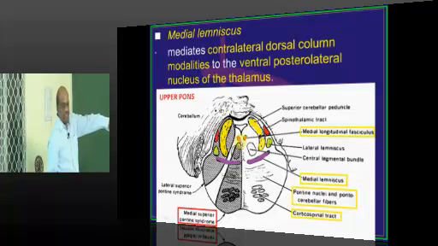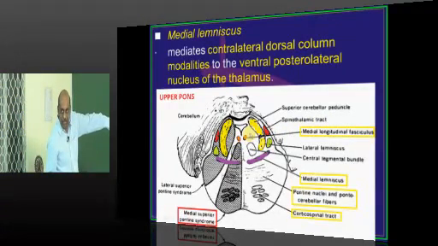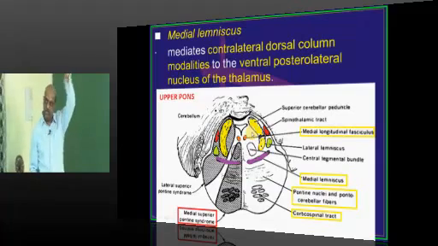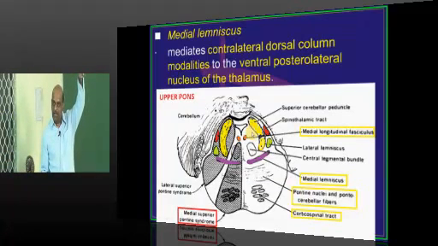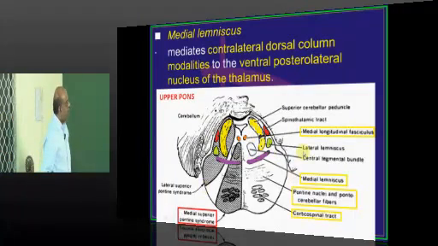See, this is the cut section. In the cut section, this is the medial longitudinal fasciculus. Why? Because it connects 3rd, 4th, 6th. So starting at the pons level, it has to go until midbrain level, because 3rd cranial nucleus is located in the midbrain, 6th is located in the pons, hence it will be found at both pontine level and also at midbrain level.